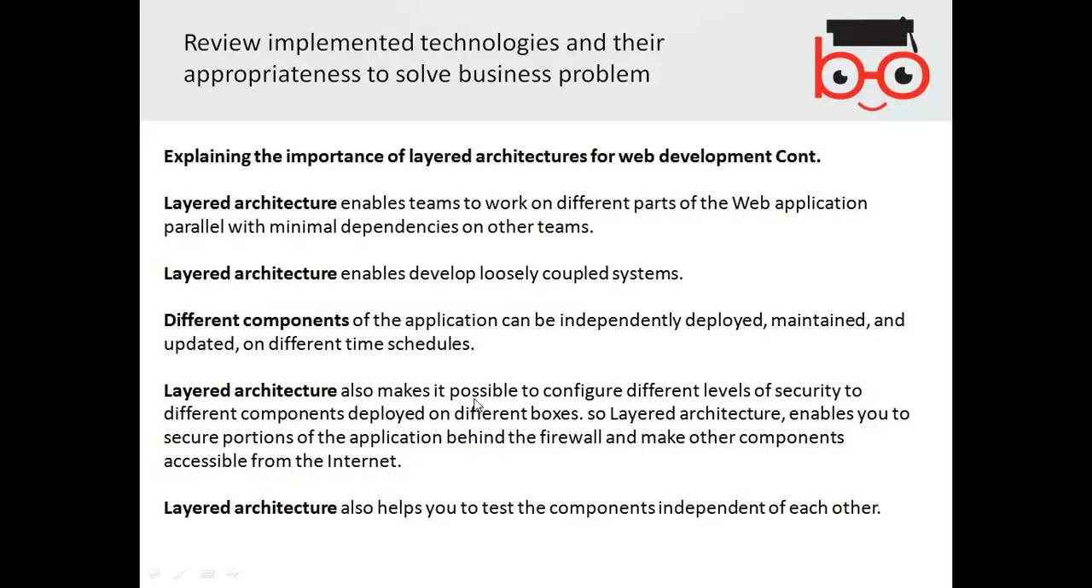Layered architecture also makes it possible to configure different levels of security for different components deployed on different boxes. So layered architecture enables you to secure portions of applications behind the firewall and make their components accessible from the internet. For example, if your server needs to be secured, then the security could be applied on the server itself. If the database is being used, the database will have its own security. If you are using the web browser, you can send your request through the web browser.